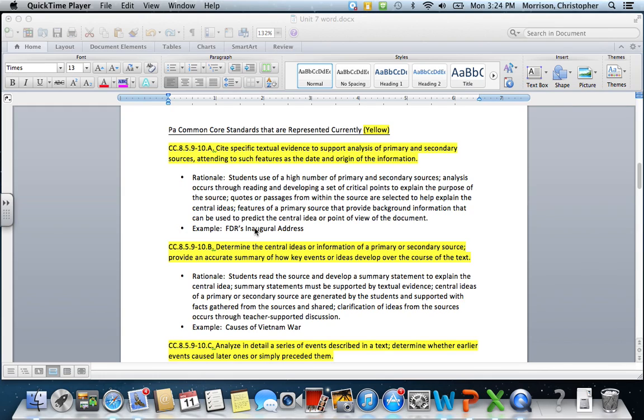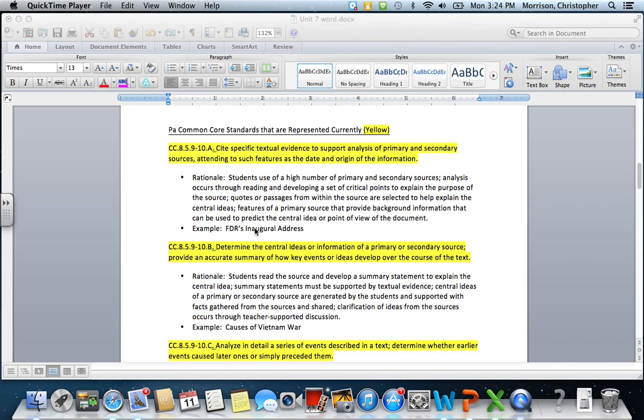Sometimes students will read documents and secondary sources and search for quotes, and we'll pick out a quote and analyze how this quote tells us about the central idea. One of the examples I've recently used is the inaugural address by Franklin Delano Roosevelt at the beginning of the Great Depression when he was elected in 1932. Students receive the document, they read the document, and they end up summarizing or rewriting FDR's inaugural address.